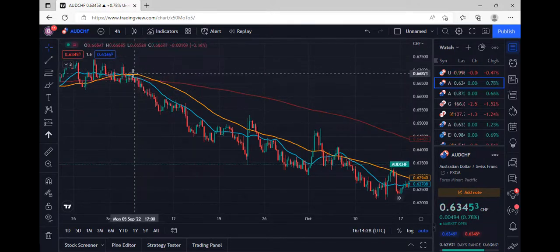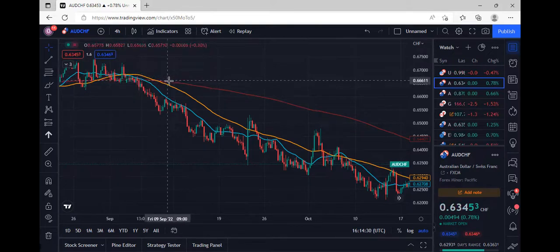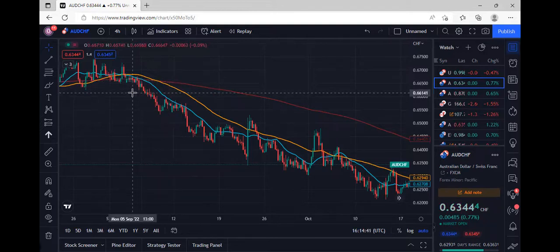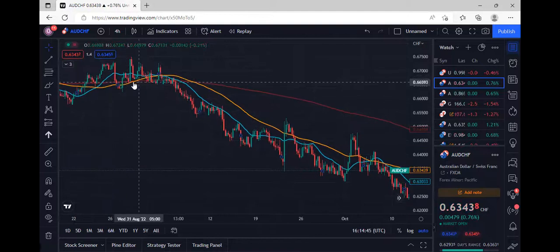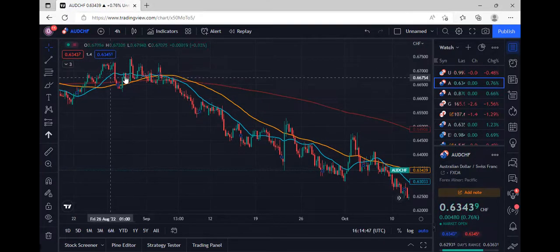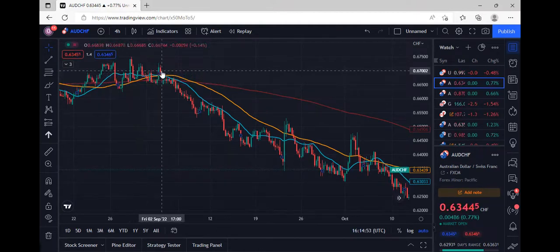If you could have just entered this market once this cross happened right here, you saw that the moving average was spreading out. If you see the moving average spreading out, you know that the momentum is in the market and the market is ready to move in that particular direction. But once the moving averages are closer like this particular area right here, it is your time to stay out of that particular market and wait to see where the price will break.